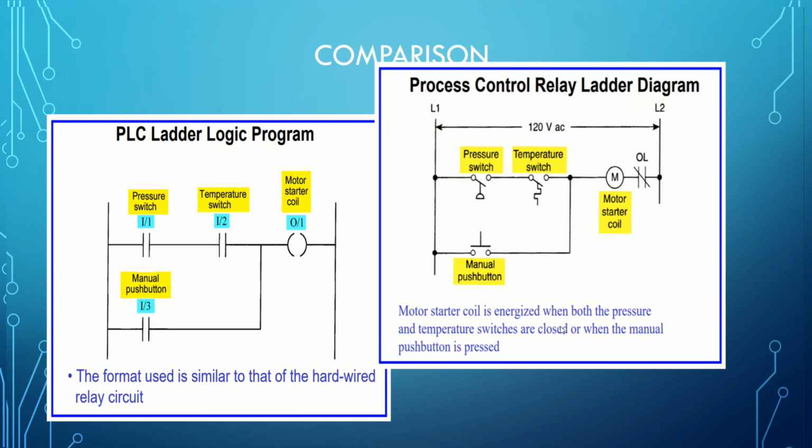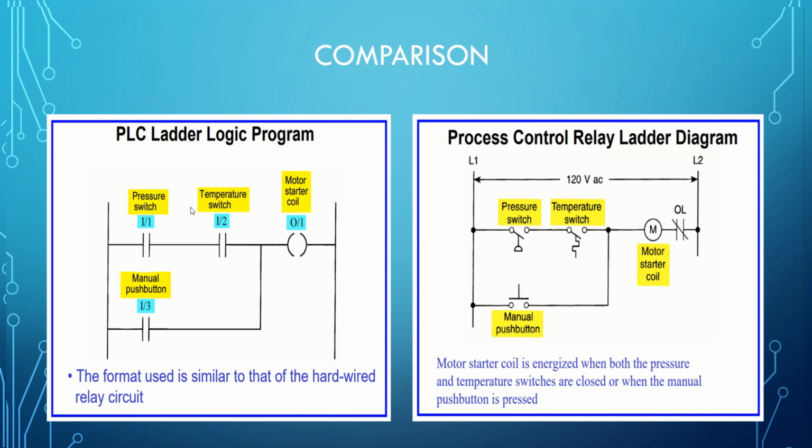So here we have the comparison. A pressure switch from the ladder. Similar here, we have a pressure switch and a temperature switch connected in series and a parallel connected manual push button. Same here on the relay ladder diagram. Then the motor starter coil here is similar also here in the ladder diagram. So they are basically the same.